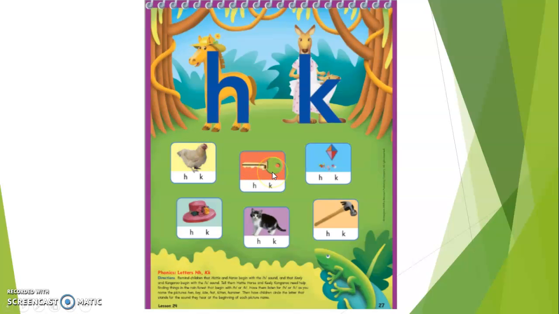This is a picture of a key. This is a picture of a kite. This is a picture of a hat. This is a kitten, a baby cat. And this is a hammer. Let's go back to our hen. Let's say the sounds in hen.